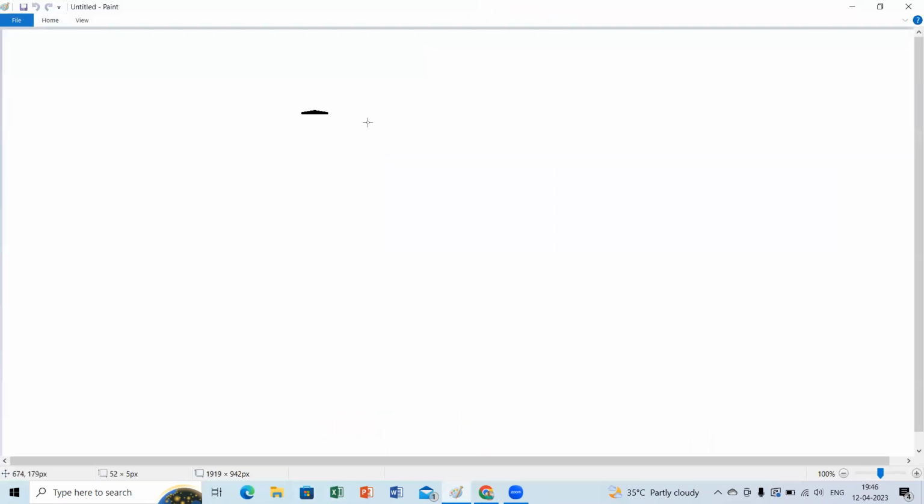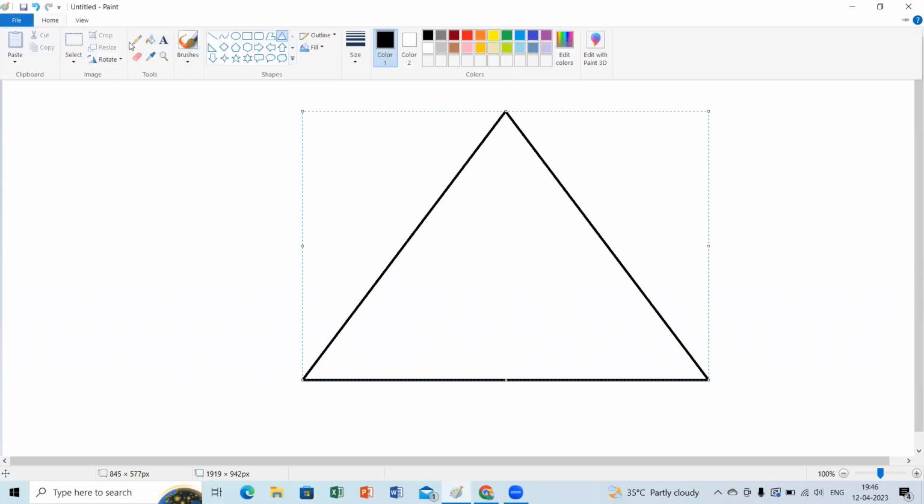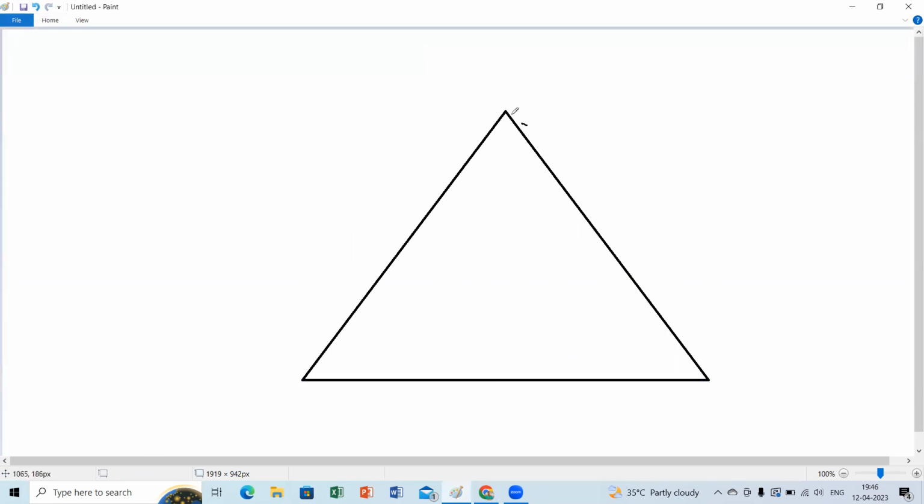Suppose I take a triangle, a basic example, children, to convince you. This is the triangle. If I take exterior angles, extending the sides like this, the sum of all the exterior angles should be equal to 360.